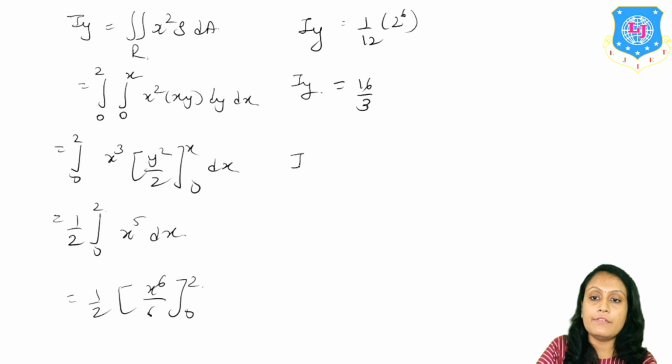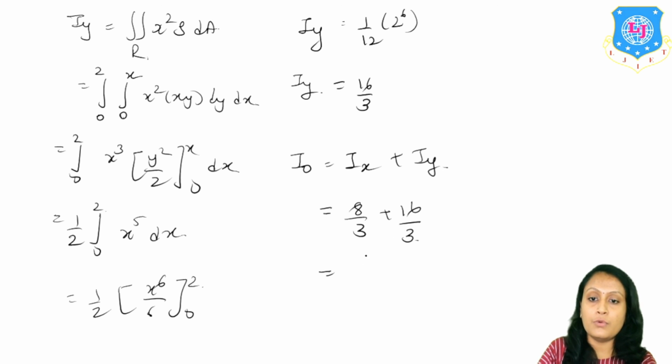Now at last we will find I0, that is Ix plus Iy. The answer of Ix is 8 upon 3, and this is 16 upon 3. So you will get here 24 upon 3, the answer of I0, and this is equal to 8.